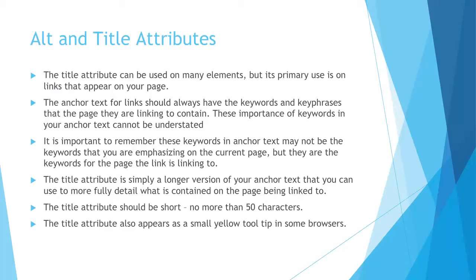So let's go back to our example of Timothy Coffee. If the keywords and key phrases that you're trying to highlight are Los Angeles coffee shop, the anchor text might just be about. But the title attribute that you place on that link should be about Los Angeles coffee shop. So you're going to include the keywords and key phrases in that title. If you can include the keywords and key phrases in both the title and the anchor text, that's even better.